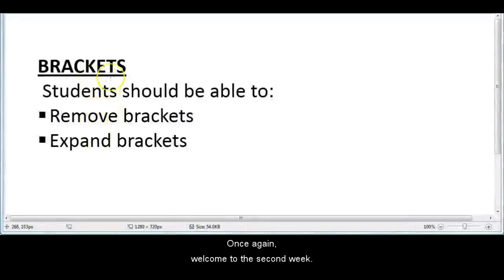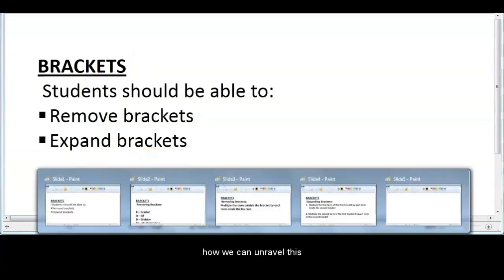Again, welcome to the second week. We are going to start off the week with brackets, at the end of which you should know how to remove brackets and expand brackets. So write along with me to the end of the lesson to see how we can unravel this thing.